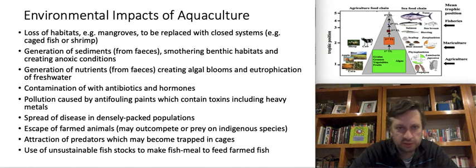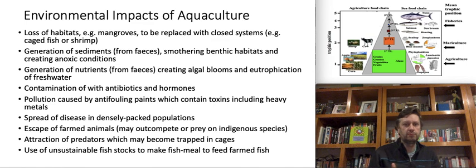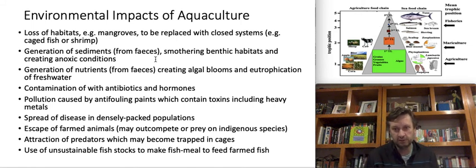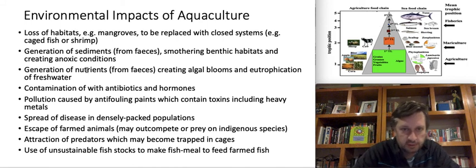Okay, the problems or the environmental impacts of aquaculture. First of all, we could talk about if you're going to set up fish farms, it could lead to loss of habitats. For example, mangroves can be torn up to create closed systems. Sediments are created from fish poo, fish feces, which can smother the ocean bed and therefore destroy the habitats of other species on the seabed or the estuarine bed.